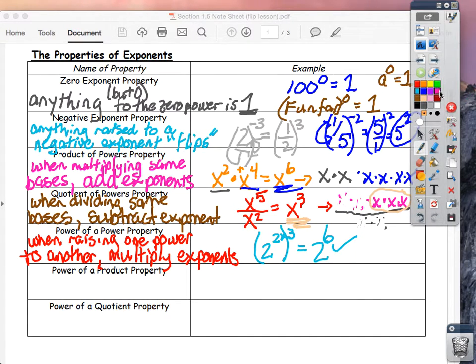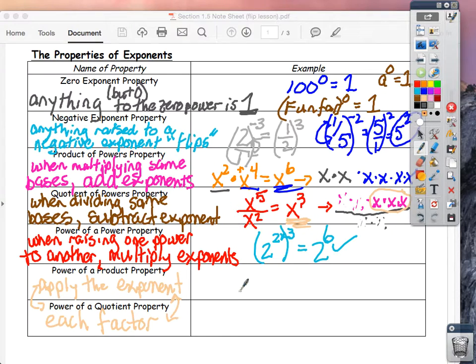Power of a product. Actually, the definition for both of these, the power of a product and power of a quotient, is just that you're going to apply the exponent to each factor. I'm just going to put an arrow because these are combined.